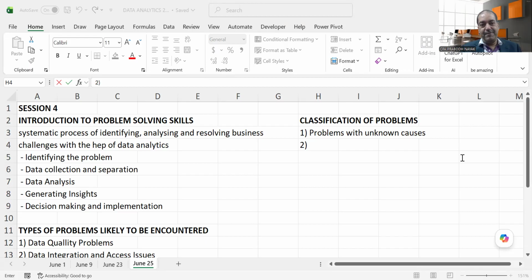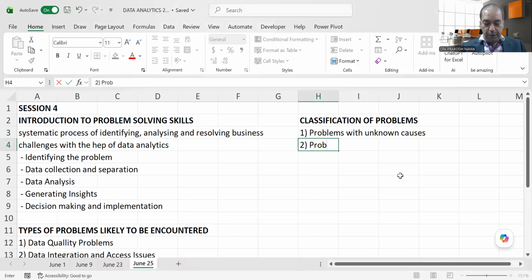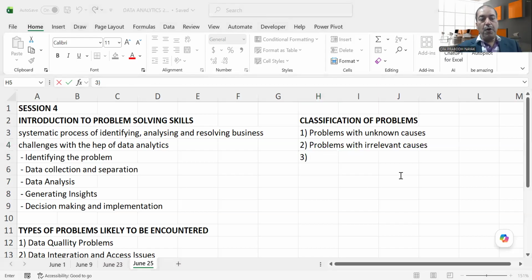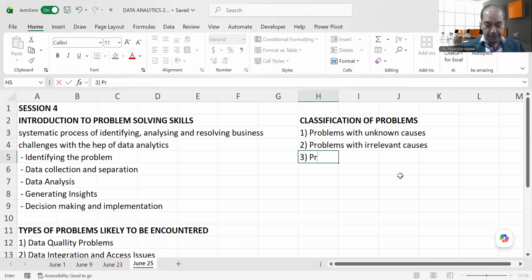Sir, there will be known causes as well, just like unknown causes, so we can rectify those things. Problems with known causes. It is like this. Problems with unknown causes. Problems with irrelevant causes. Problems with known solutions but uncertain outcomes.